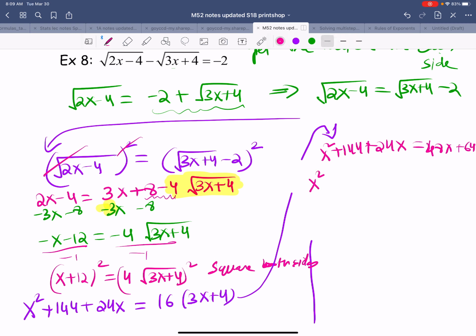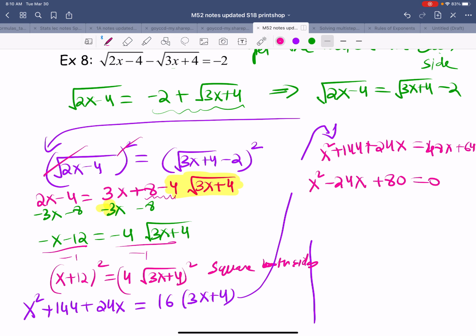So x squared, 24x minus 48x, that would be minus 24x, and 144 minus 64 is 80. Minus 80 equal to 0. Actually, it would be plus 80, because we already subtracted the 64 from it and 144 was positive.